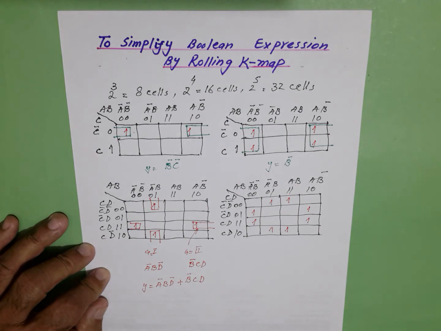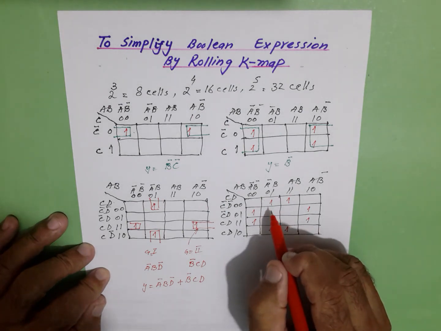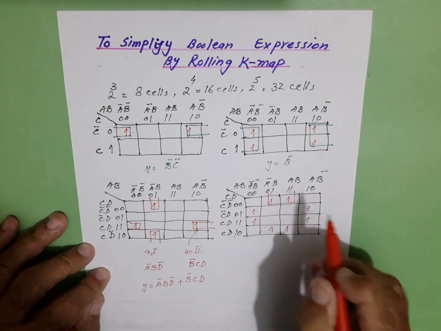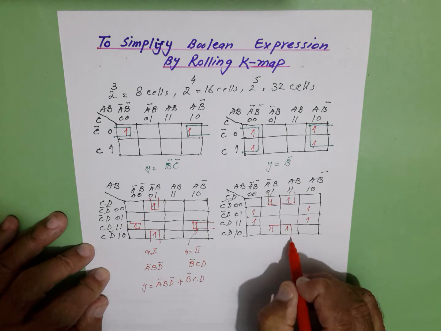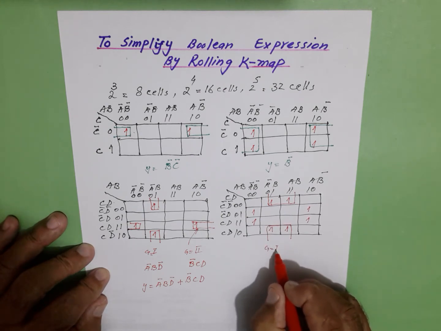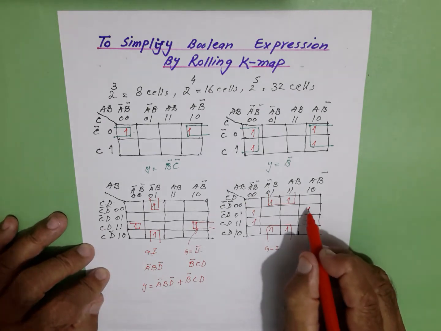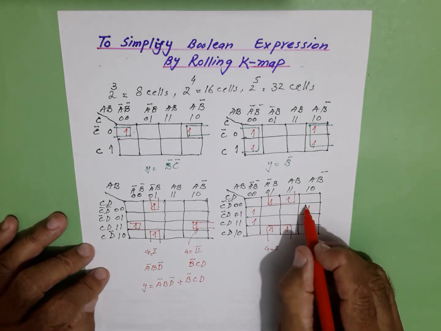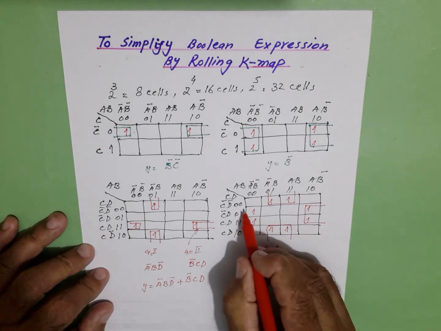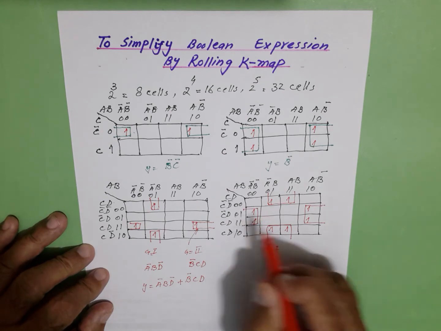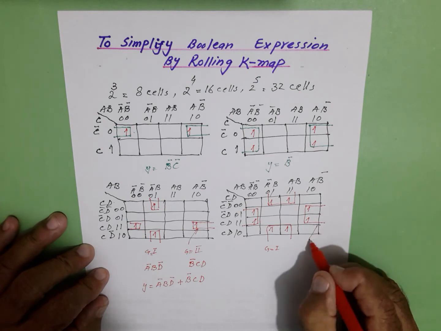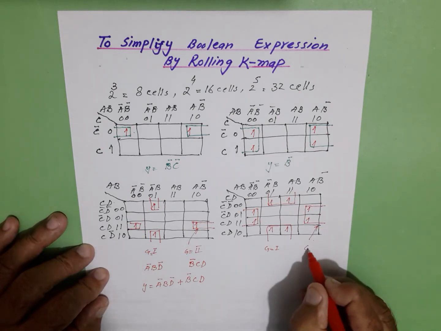Now, when we roll from top to bottom, these two can make a group with these two. This is called group 1. Similarly, when we roll horizontally, these two can make a group with these two. This will be called group 2.